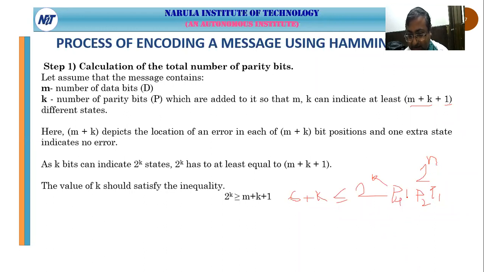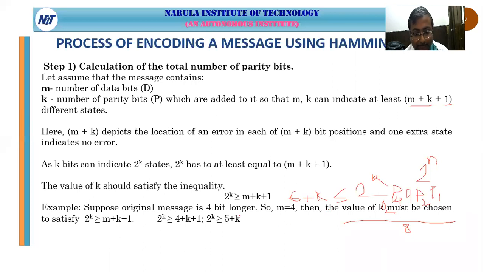So that means this will be D1. Again, D2. Next, D3, D4, D5, D6, D7. So if there are 5 bits, then D1, D2, D3, D4, D5. So what will be the total number of code word bits? 5 plus 3, that is 8. 3 parity bits and 5 message bits. Clear?